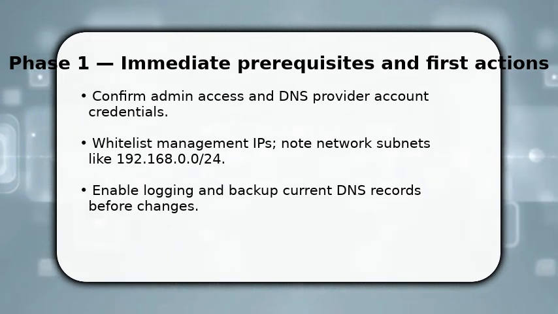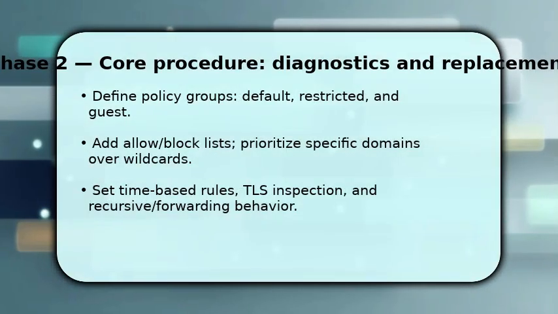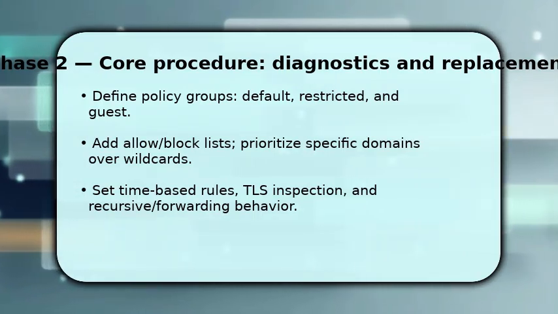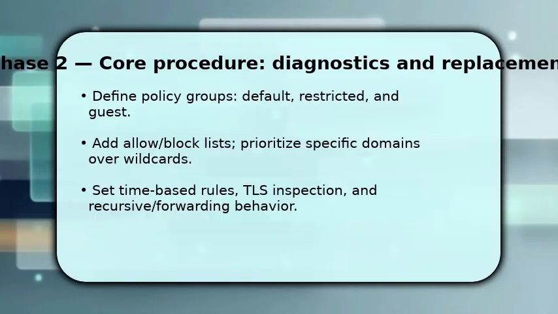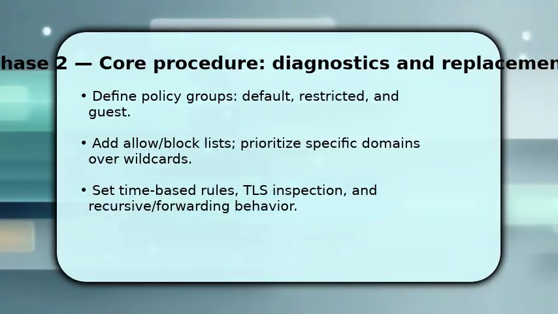Now you set up policy groups that match your network roles, create default, restricted, and guest groups so enforcement is targeted. Then add allow and block lists, placing specific domains above broad wildcards to ensure correct precedence.